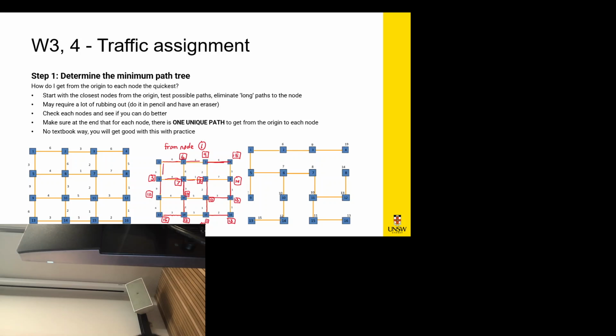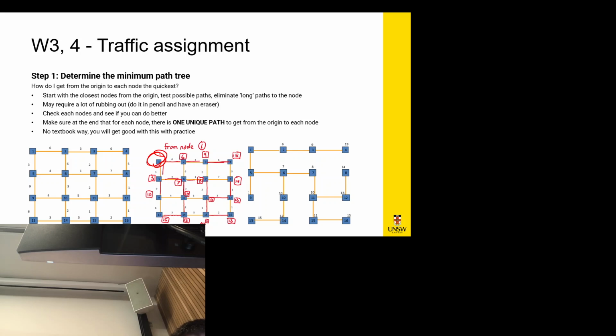So in this case, if I want to get from node 1 to wherever, what's the quickest way of doing it? The tips that I have: start from the closest nodes from the origin, test possible paths and eliminate long paths to the node. You may need a lot of rubbing out, so I recommend you do it in pencil and have an eraser. From 1 to 6, the travel time is 6, but from 1 to 3, the travel time is 3, so have that down.